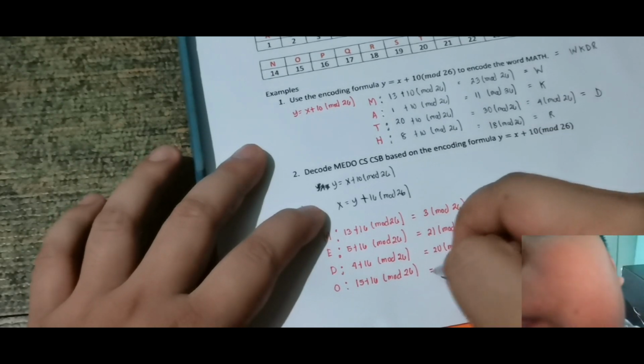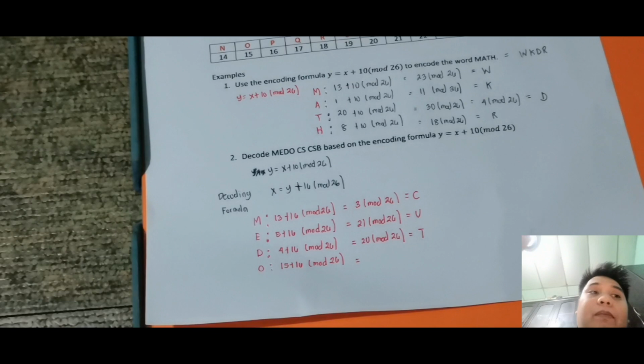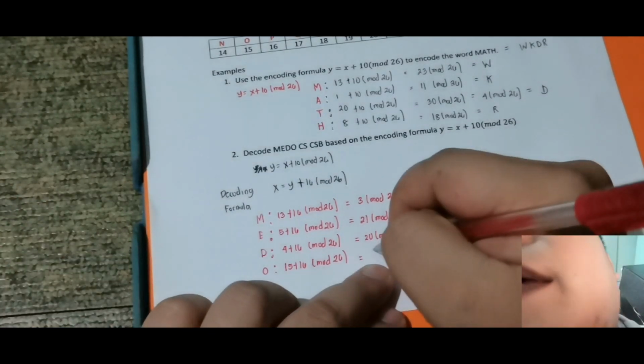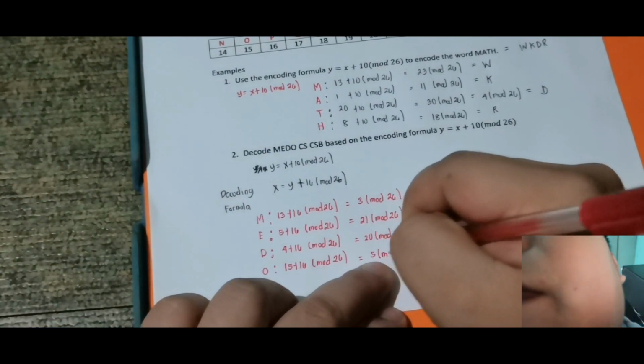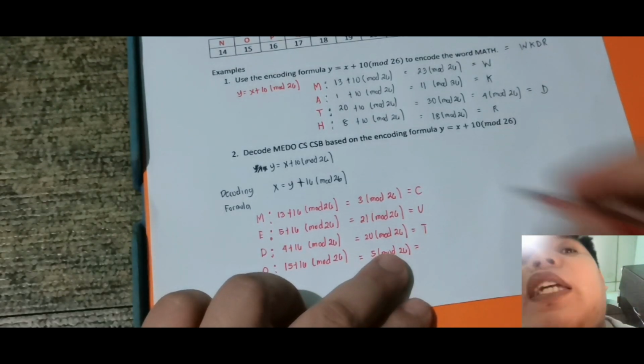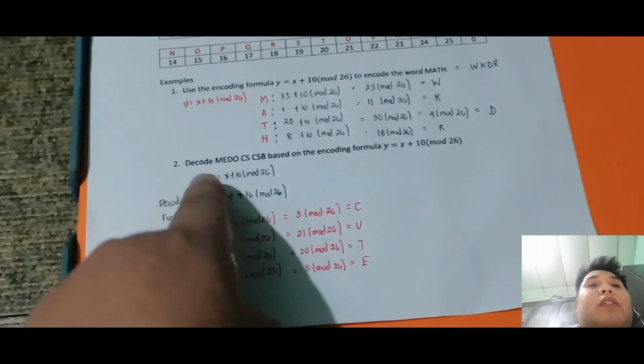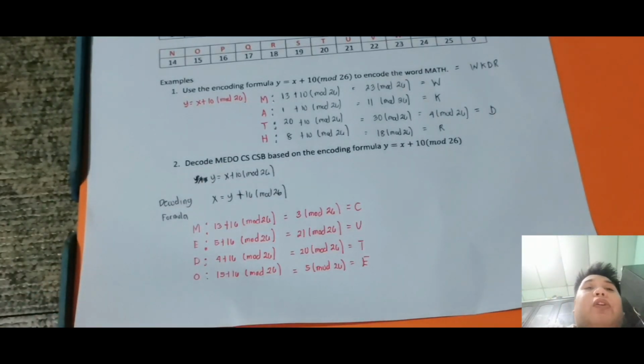So, next is 15 plus 16, that is 31. 31 mod 26, that is 5. So, sobra siya ng 5, no? So, this is 5 mod 26. So, ano yung 5th letter natin? E. So, this is E. Uy! Nabubuo yung word, no? So, si medo daw is C-U-T-E or cute. Okay, cute, cute. So, next.